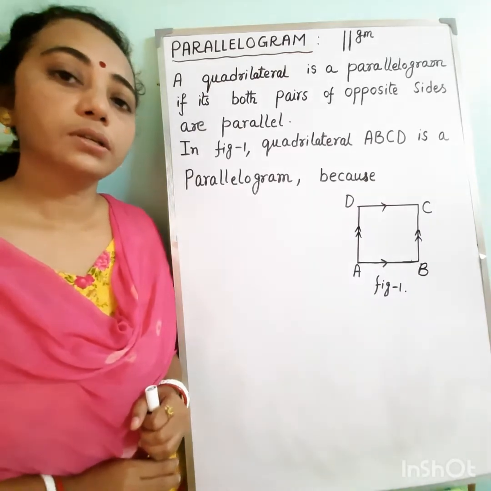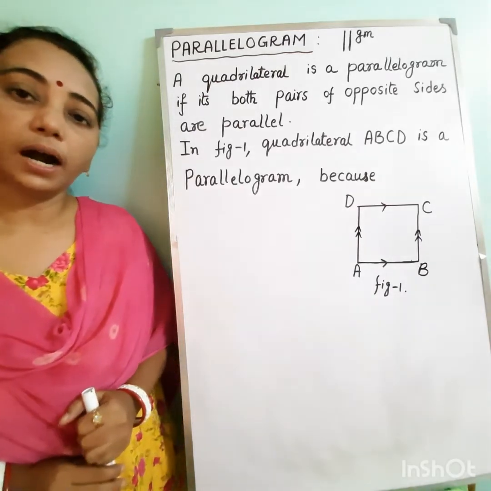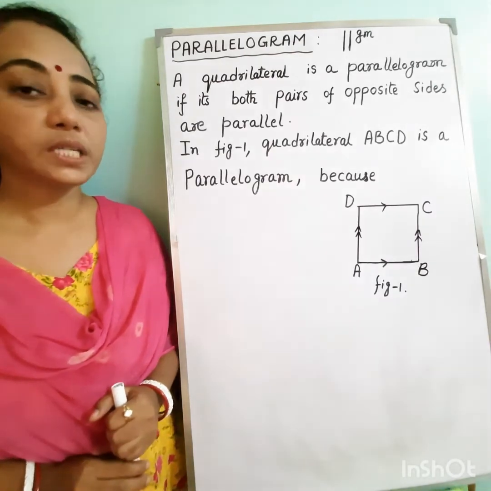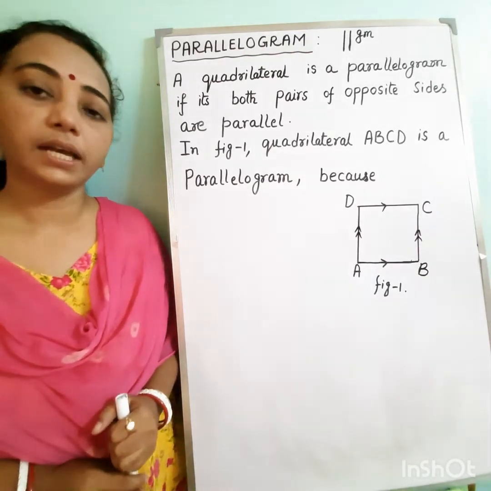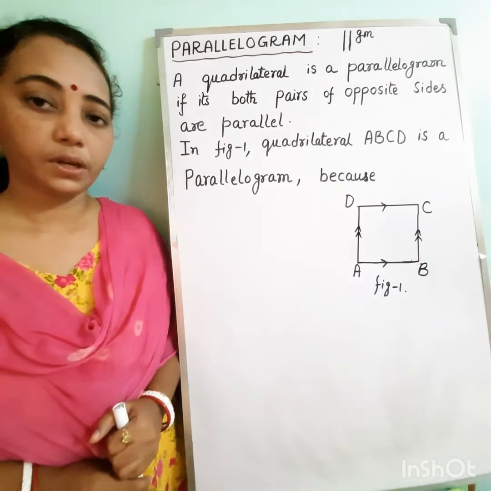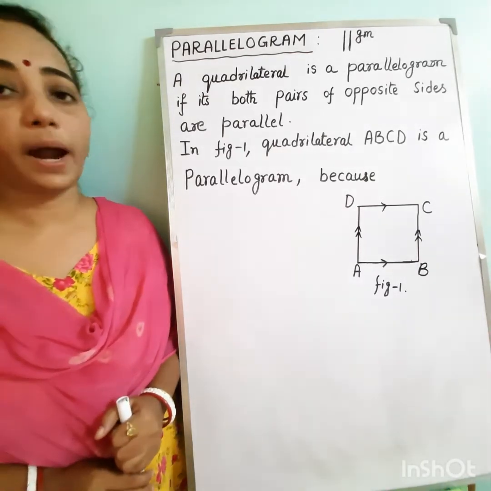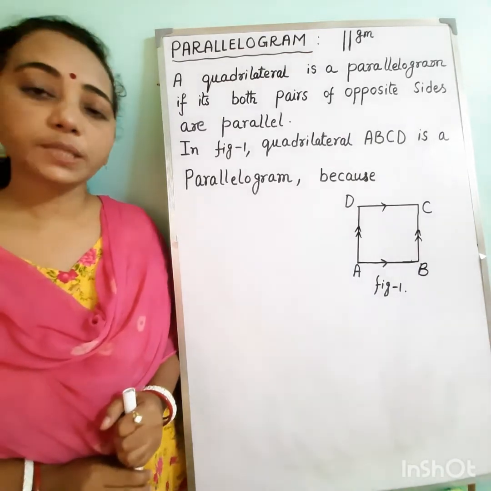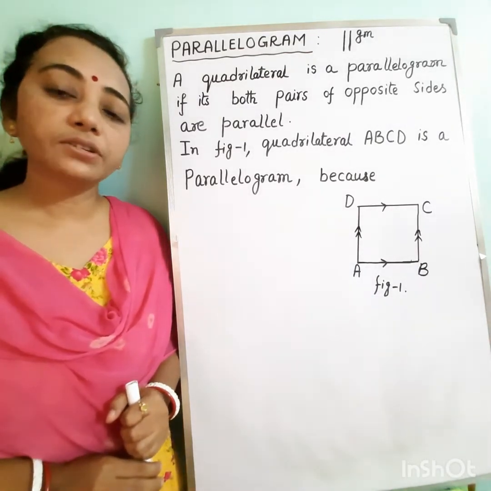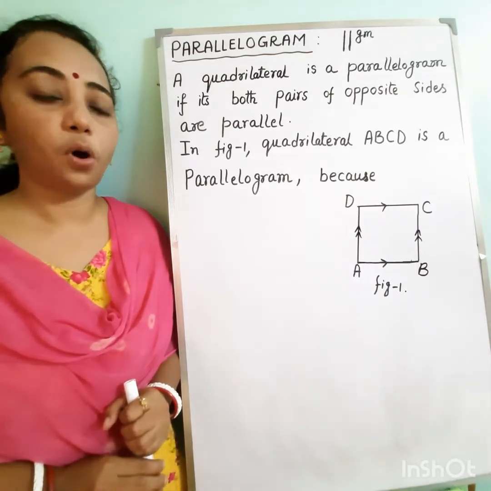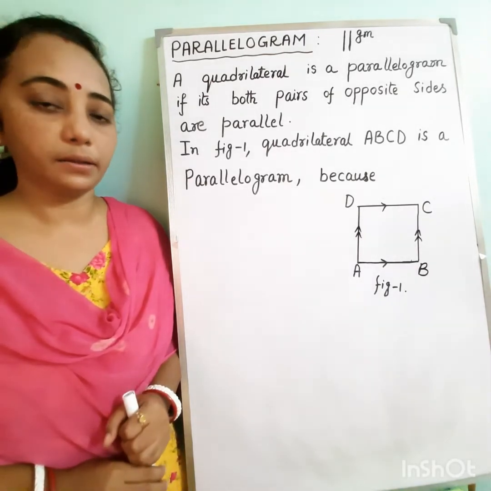In this class, you will learn about the chapter Understanding Quadrilaterals. Today I will discuss one of the special types of quadrilateral, that is parallelogram. What do you mean by parallelogram and the properties of parallelogram? Now what is a parallelogram? A quadrilateral is a parallelogram if both pairs of its opposite sides are parallel.